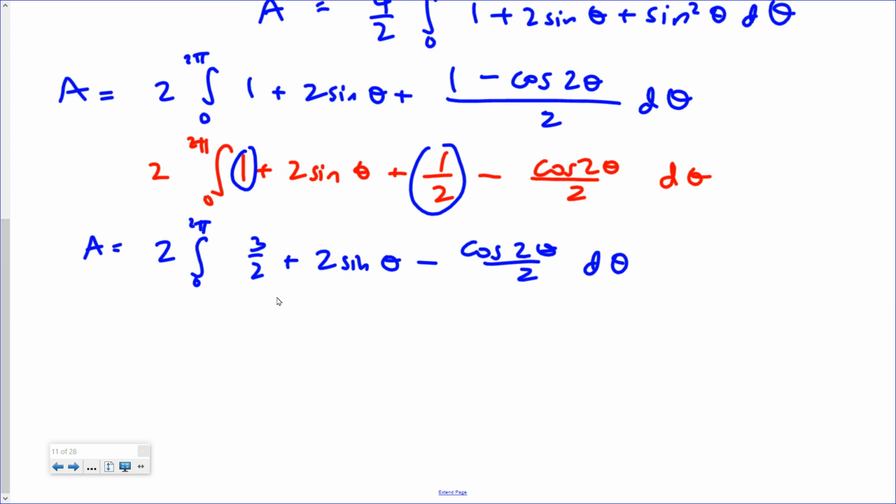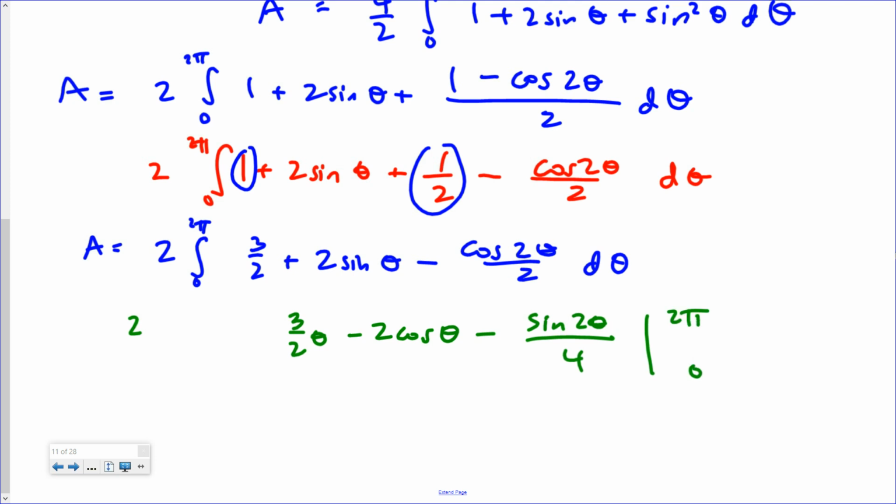All right, let's go ahead and integrate. You guys ready? What's the integral of 3/2? 3/2 theta. What's the integral of 2 sine theta? Negative 2 cosine theta. What's the integral of cosine u? Sine u divided by the derivative of u, which is 2. But 2 times 2 is just 4. Okay? So this is what I have. When I'm done with this first fundamental theorem of calculus part here, then I'll just multiply by 2 when I'm done. All right? So what do I do next?